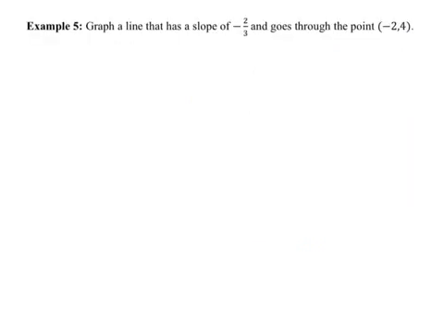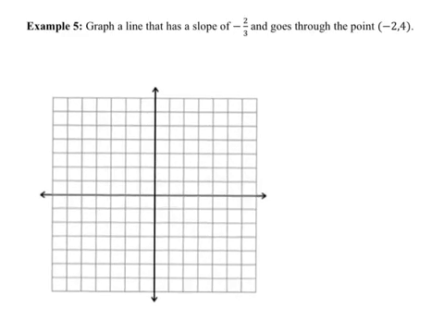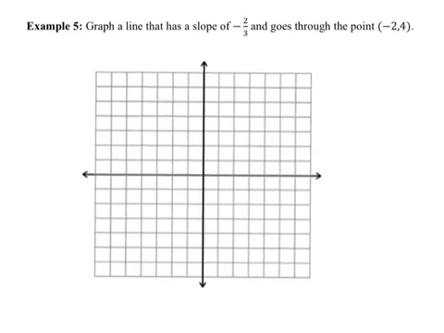Okay, example 5. Graph a line that has a slope of negative 2/3 and goes through the point negative 2, 4. Please use your graph paper. I actually went ahead and got some graph paper also, where I saved one of those images so I can do this in class now, because my graph looked terrible the other day and I felt embarrassed. So let's take a look.